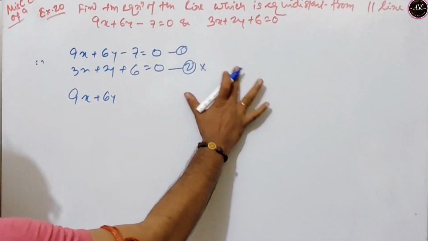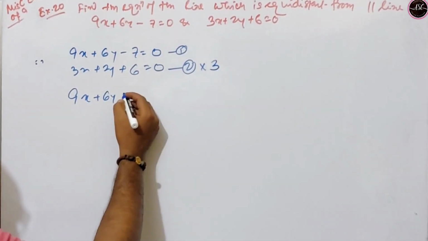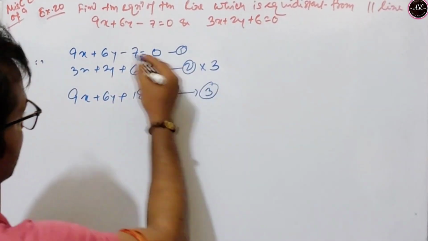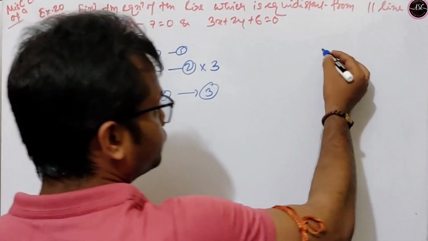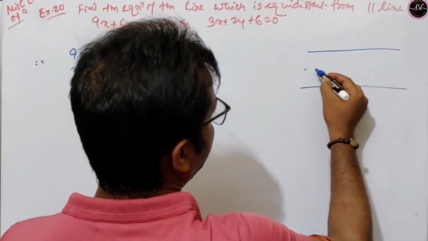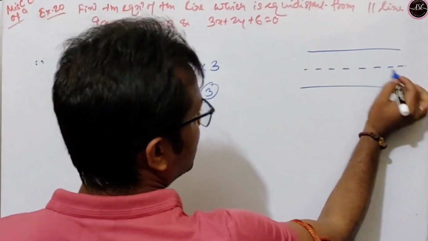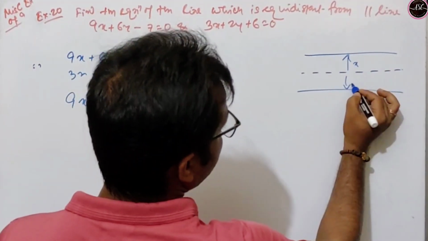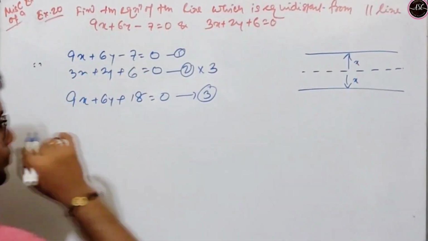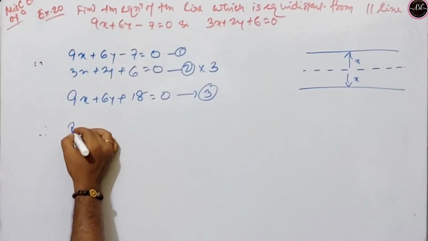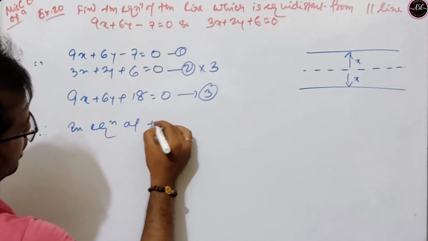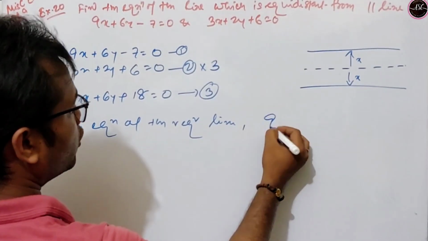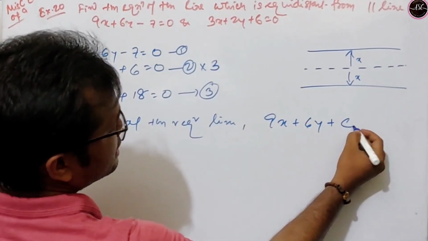Sorry, if we multiply with 3, 9x plus 6y plus 18 equal to 0. So just look, 1 and 3, these are parallel lines. So these are the parallel lines, and here is the required parallel line, and this is equidistant. Let this be x and this is also x. Therefore the equation of the required line we can write as 9x plus 6y plus c equal to 0.